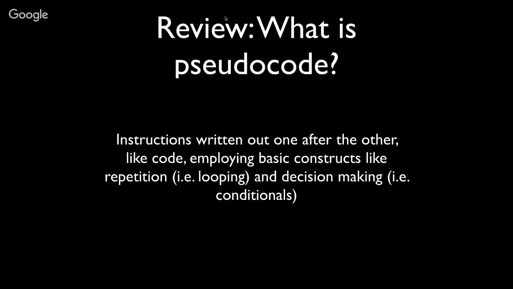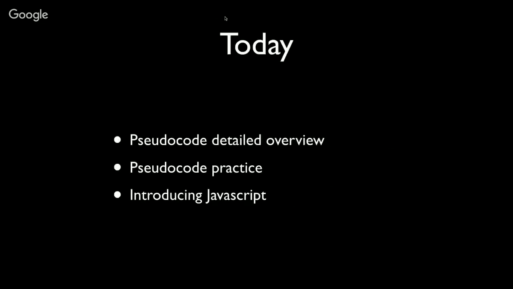So definition here: instructions written out one after the other, like code, employing basic constructs like repetition and decision making. And we call those two looping and conditionals. We'll talk more about those today. So that's a review of what we covered last week.